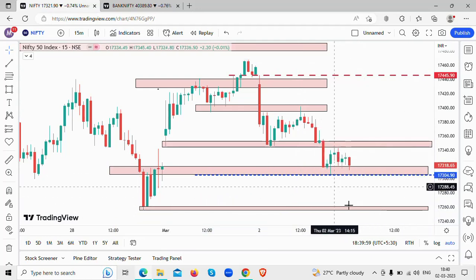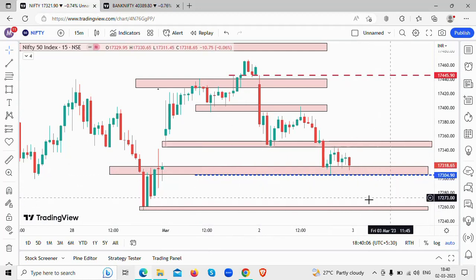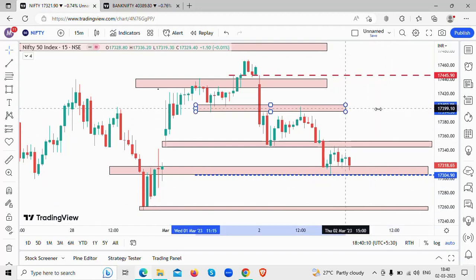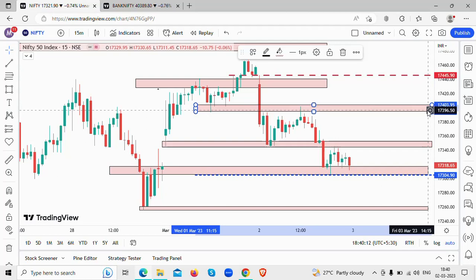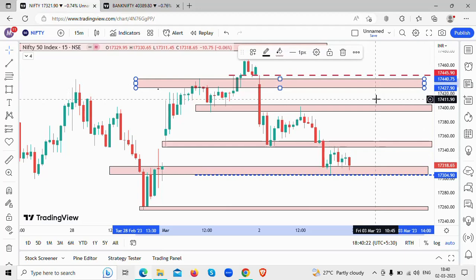This is a very important zone. If and only if this level does not hold, then we could see a major sell-off in the market. These levels will tend to act as resistance. What is that? 17,380 to 17,400, and the previous day high, 17,440 to 17,445, will act as your resistance levels on Nifty. So what are we going to look out for in tomorrow's session?